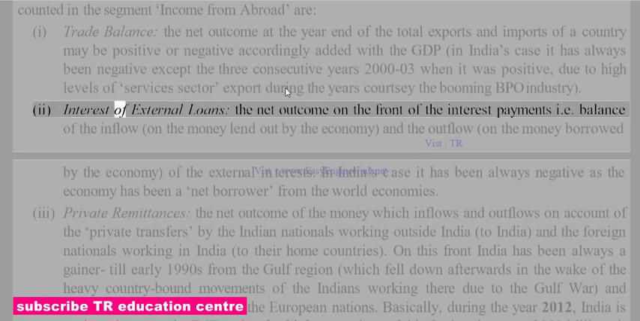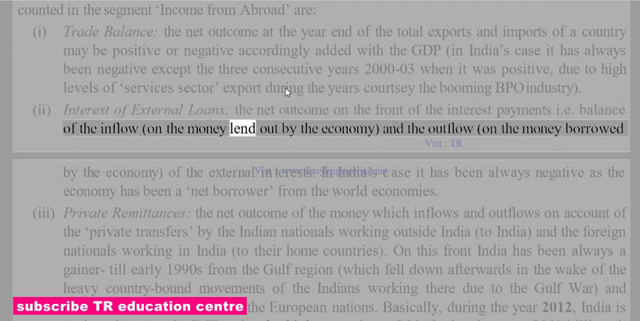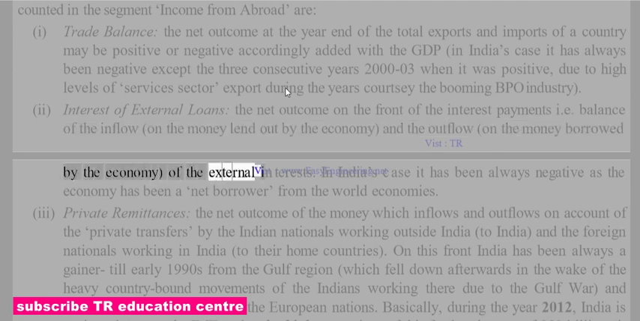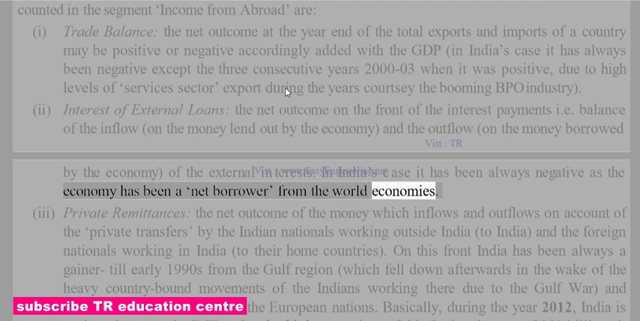2. Interest on external loans. The net outcome on the front of the interest payments, i.e. the balance of the inflow on the money lent out by the economy, and the outflow on the money borrowed by the economy. It has been always negative as the economy has been a net borrower from the world economies.